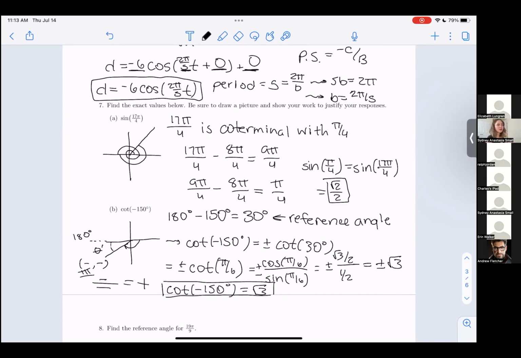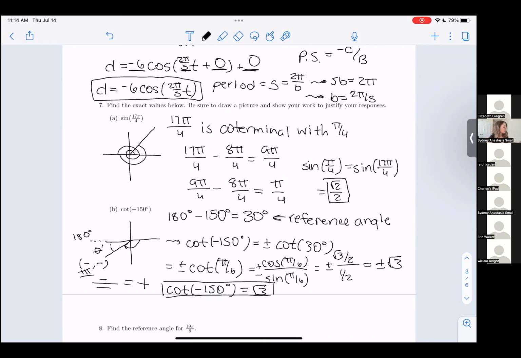Questions on either of these, how we use reference angles in order to solve these, or how we find a coterminal angle in order to solve these? Some work better in certain cases. Go ahead. Can you go over how you determined whether it was positive or negative again?